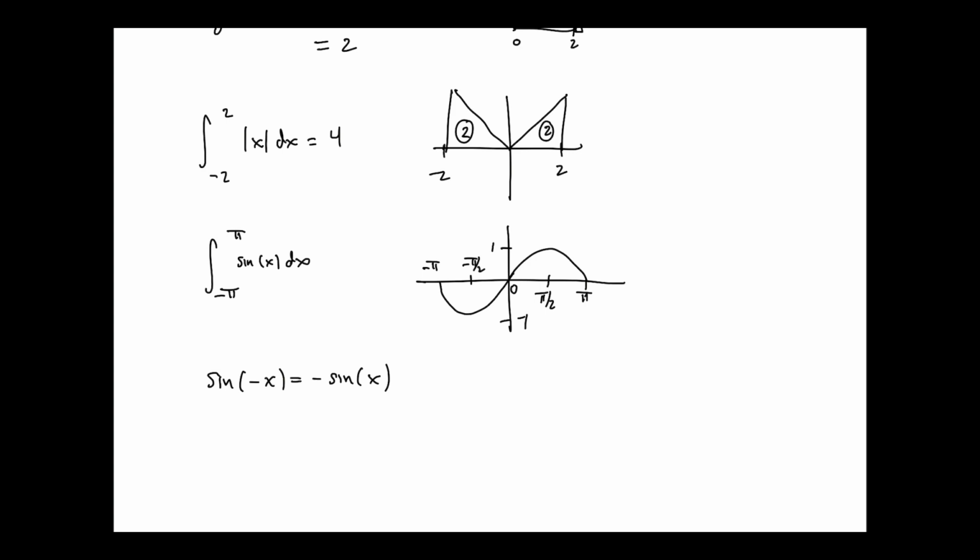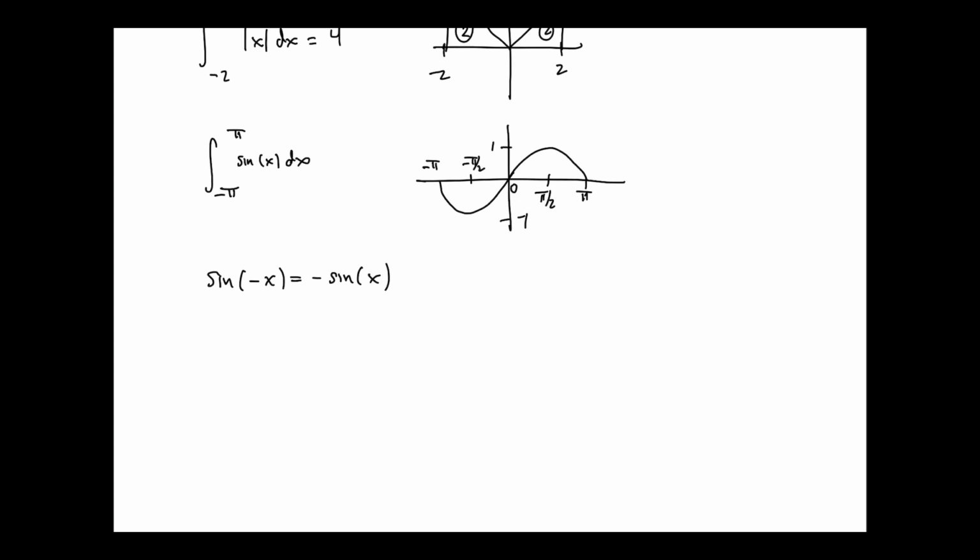Okay, so what about the last one there? We're going from -2 to 3 of 2x plus 2. All right, so what's the graph of this thing going to look like? Okay, it's a line with intercept 2 and slope 2.